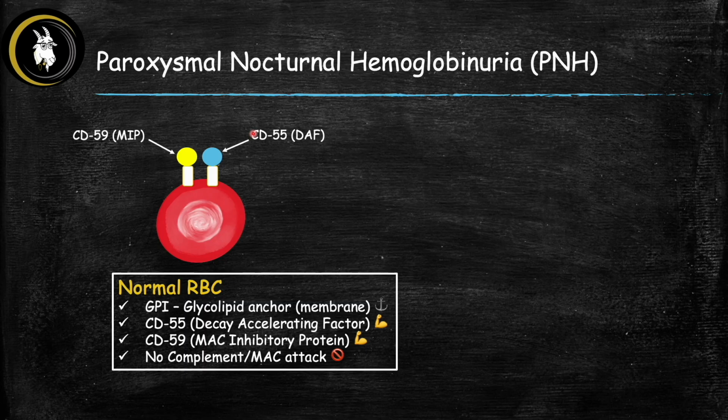But they need another protein that's going to anchor them to the membrane. And this anchor is a glycolipid protein known as GPI. So normal red blood cells express this GPI protein, which anchors CD55 and CD59 to the membrane. And in turn, these guys protect the red blood cells from attack by complement. So our red blood cell is healthy, happy, and not getting lysed.